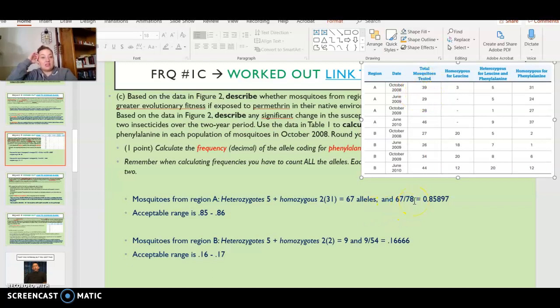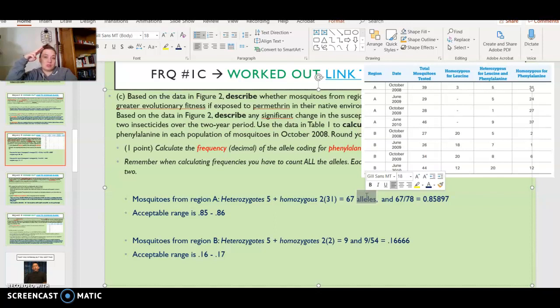Double that is 78 alleles, right? So keep that in mind. These are individuals, but what we're calculating is alleles, so each person brings in 2 alleles to the bucket. So it's 0.85 frequency or 85%, but they're looking for frequency.